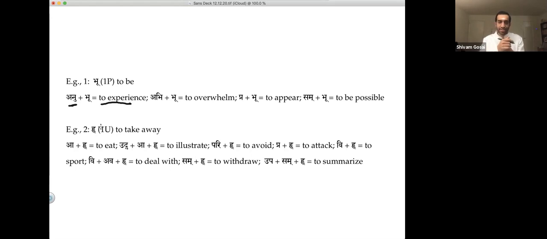Okay, page 36 of your book. Abhibhu. When I put abhi, one of the upasarga, pradi, I get to overwhelm. The meaning changes. Prabhu, to appear. Sambhu, to be possible. So sambhavati, it is possible.